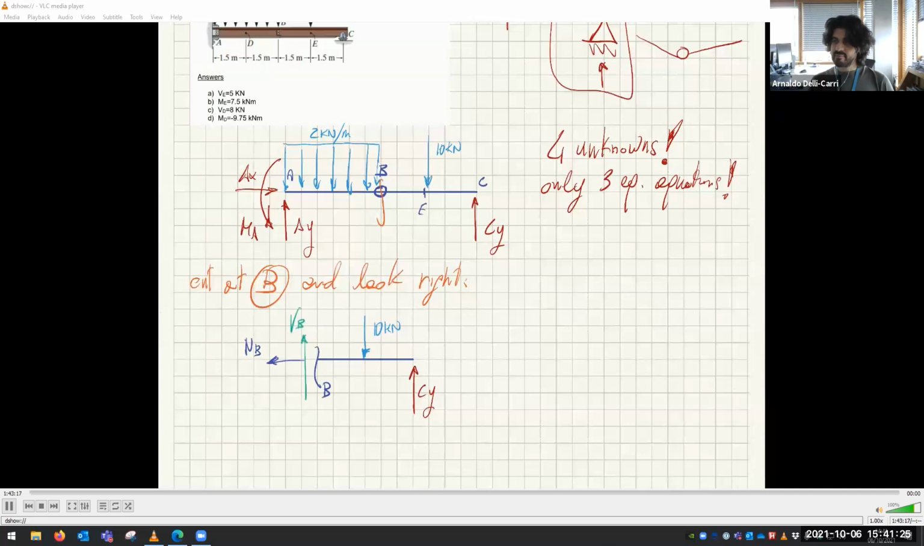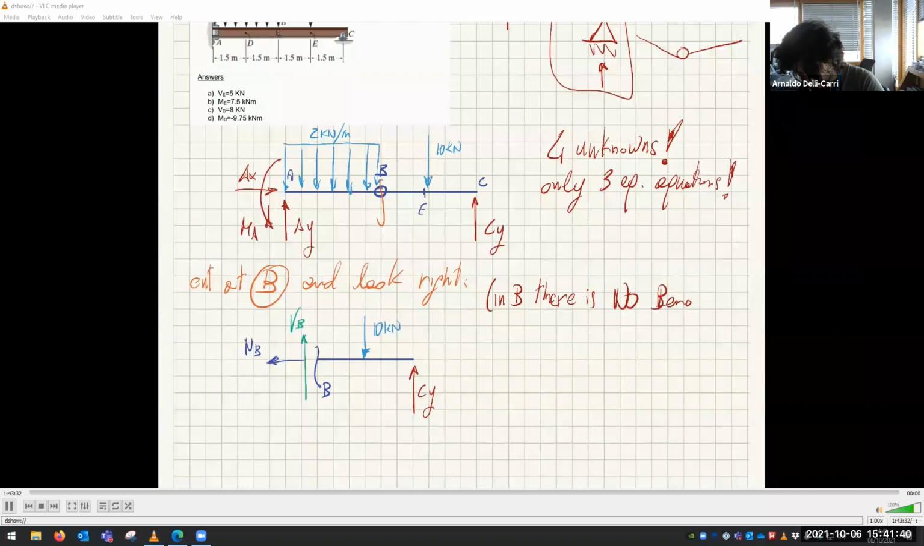And we have no moment. So I'm not even drawing it. We have no moment in B, here, no bending moment. Important, okay, very important. It's no bending moment. And so I don't draw this. This is zero.